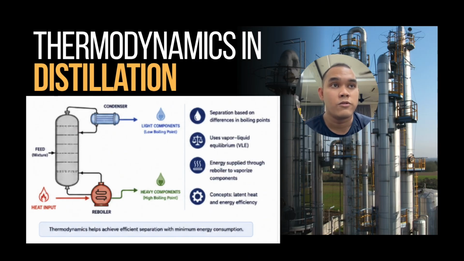The final stage involves distillation. Distillation uses thermodynamic principles to separate components according to differences in boiling points. The process operates based on vapor-liquid equilibrium, where vapor and liquid phases exist together under equilibrium conditions. Heat supplied through the reboiler vaporizes components, while condensation occurs at the top of the column.